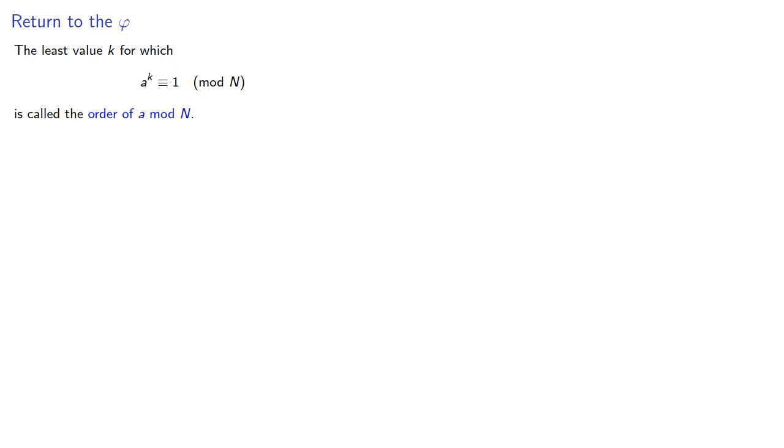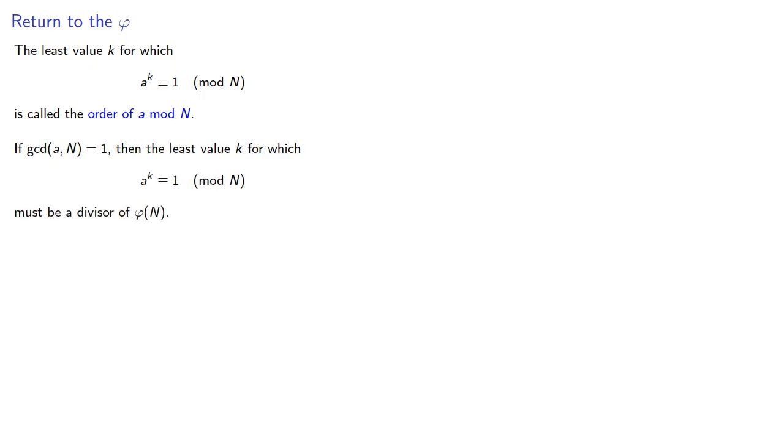The least value k for which a to the power k is congruent to 1 mod n is called the order of a mod n. If the greatest common divisor of a and n is 1, then the least value for which this is true must be a divisor of phi of n. We say that a is a primitive root if phi of n is the least power for which this is true.